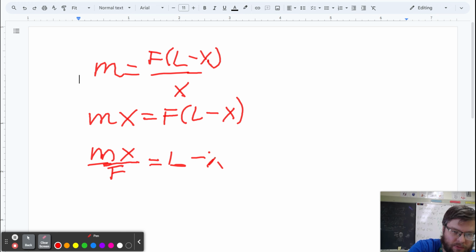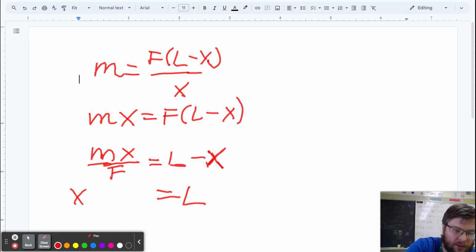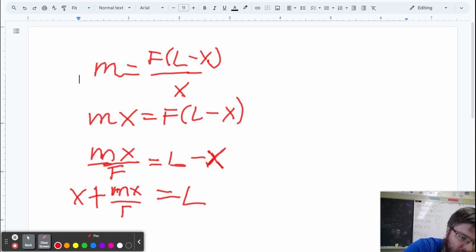Come on, don't fail me now, marker. There we go. And then I want L by itself, so I add x. X plus mx over f. So that is a correct answer.